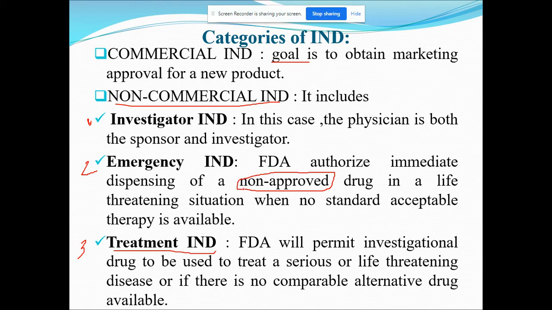While in the third condition, what is happening, student? You are having the IND approval. तुम्हाला IND approval भेटलंय, but your drug is under the investigation.